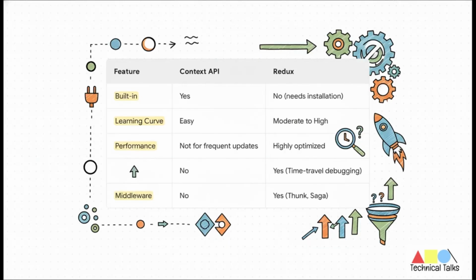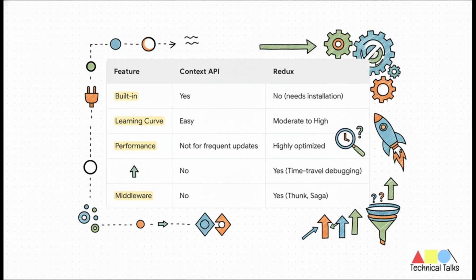So, in the world of React, there are really two main contenders for solving this problem: React's own built-in Context API and the classic library, Redux. Here's the high-level breakdown. Context is awesome because it's built-in and it's super easy to learn, but it's not really optimized for state that updates all the time.